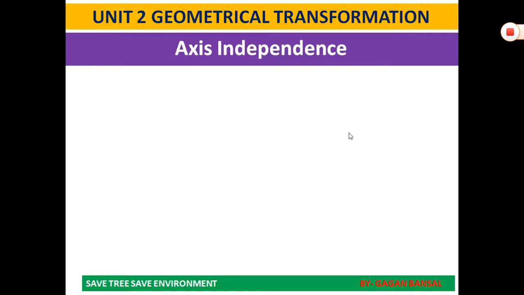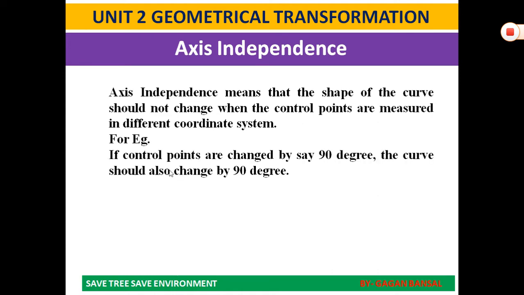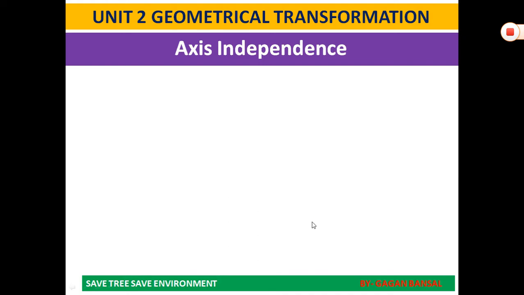Next is axis independence, very important, and it is clear from the nomenclature itself. Axis independence means that the shape of the curve should not change when the control points are measured in a different coordinate system. That means the shape remains the same. That means if the object is say a rectangle, it remains the same even if the coordinate system is inclined at a certain angle or it has been completely reversed. For example, if control points are changed by say 90 degrees, the curve should also change by 90 degrees, but only the orientation, its shape remains the same. Let me demonstrate also.